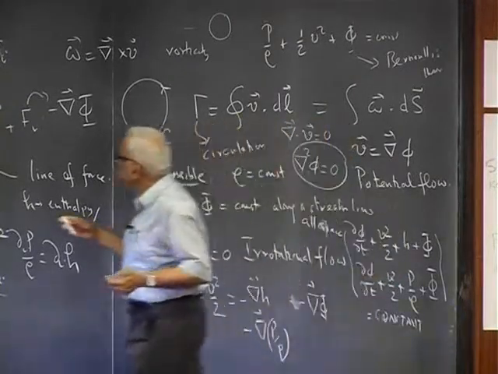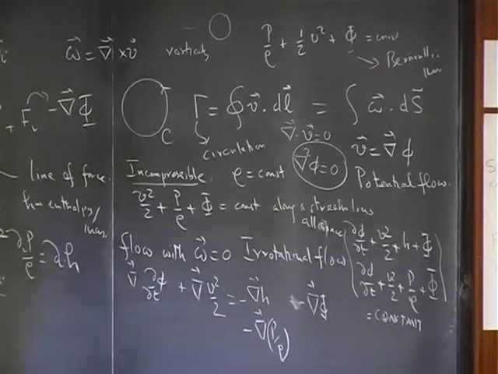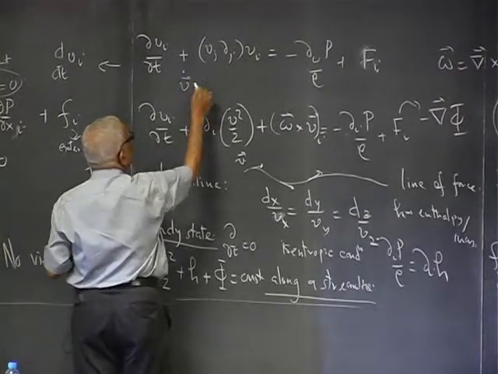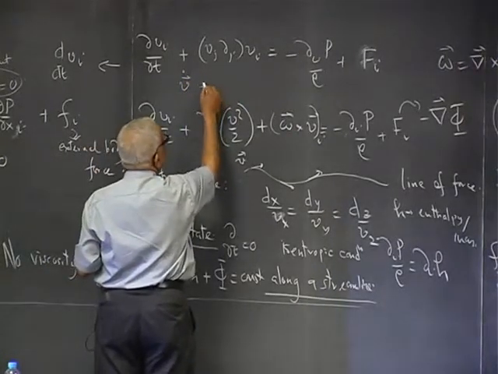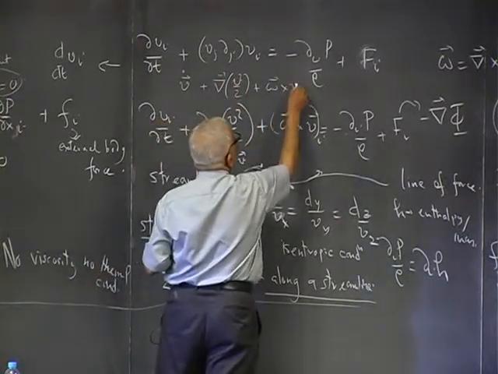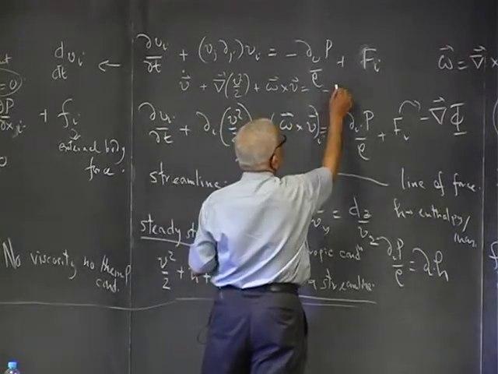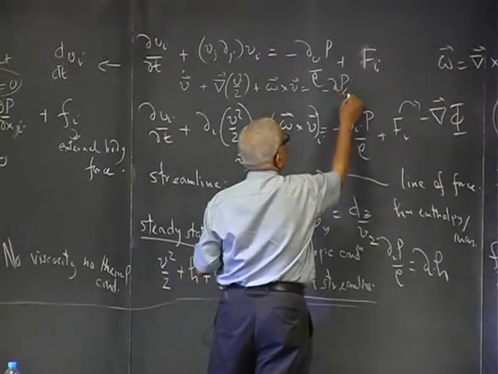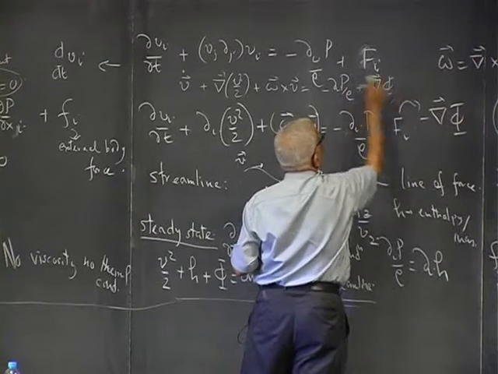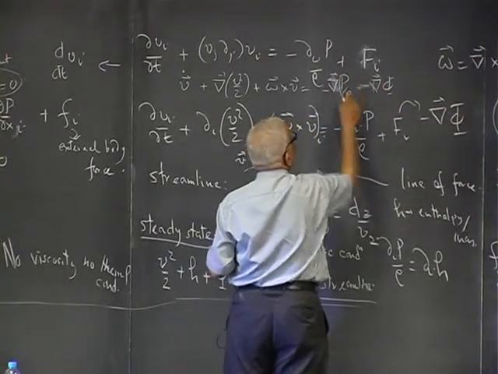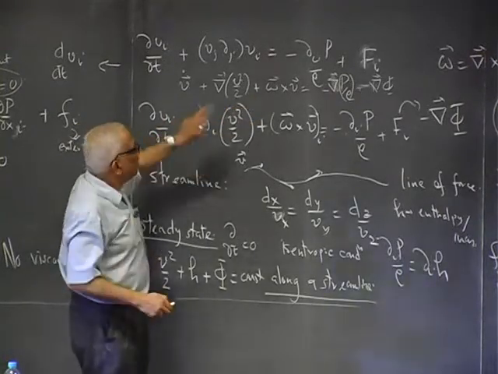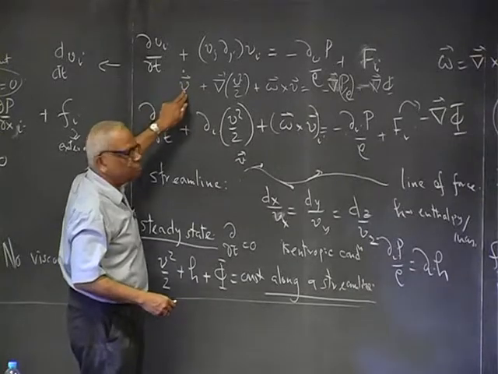No, see, the point is that this equation here is essentially V dot grad V, plus gradient of V squared over 2 plus omega cross V, is equal to, let me talk about the incompressible case, minus grad P over rho minus a gradient of phi. So now the point is that this is general. I have omega. And therefore, number one, I drop this steady state.